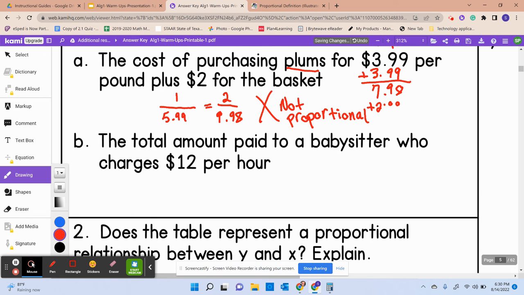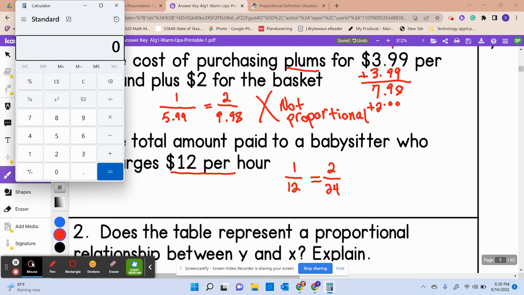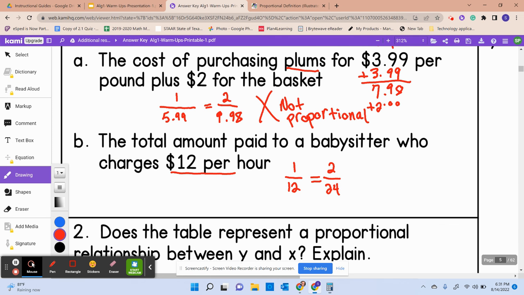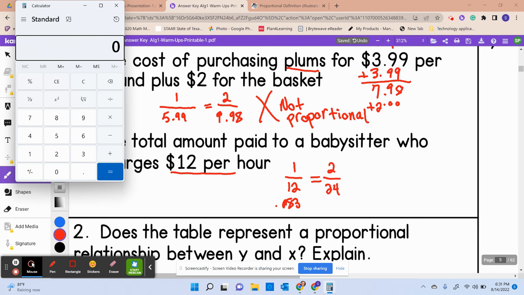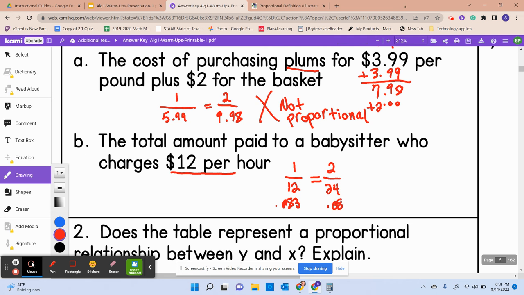Okay, so now when the babysitter charges $12 per hour. Well, when we think about that, if we have 1 hour, it's going to be $12. Is that equal to if we have 2 hours, that will be $24? Well, let's test in our calculator again. 1 divided by 12 is equal to 0.083. And now we have also 2 divided by 24. That's also 0.083. So yes, this one is proportional.